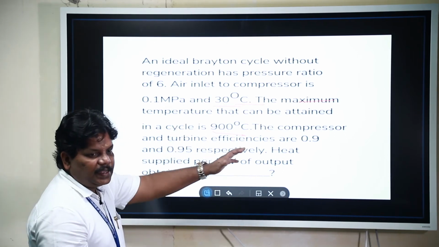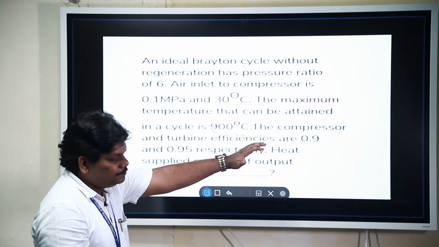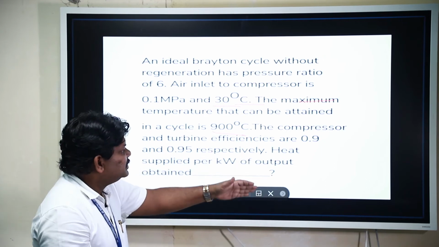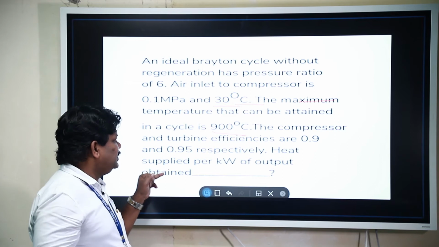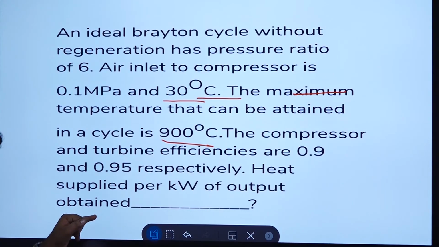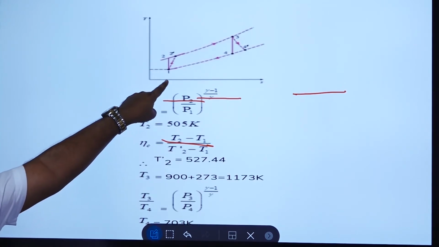So I have drawn the diagram for ideal and actual efficiency, that is the TS diagram for actual and the ideal efficiencies. So you have to use that diagram. So based on that you have to find the heat supplied per kilowatt of output obtained per kilowatt. So use this relation, which I have drawn earlier.